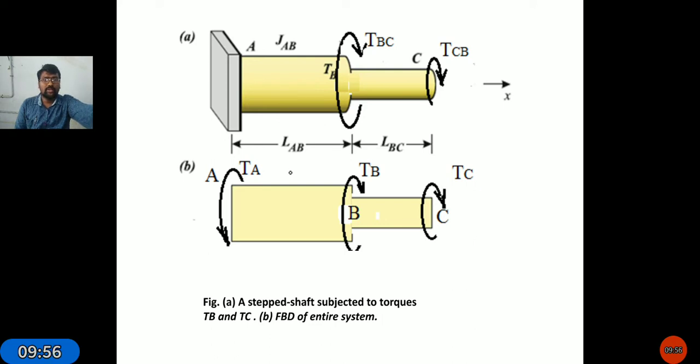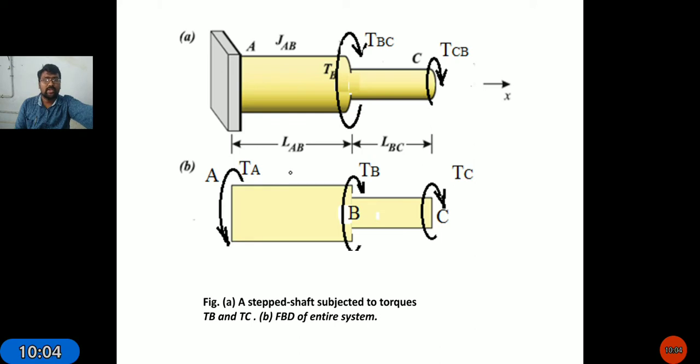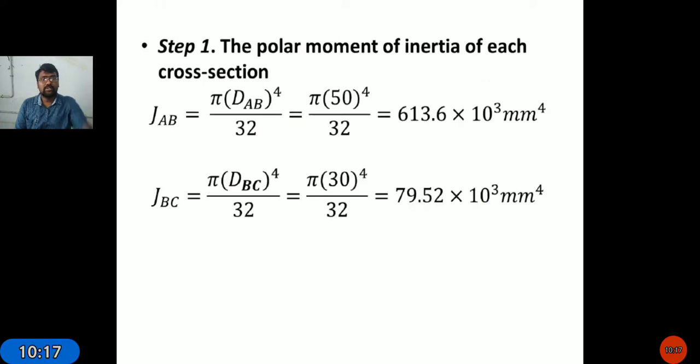In the problem they have given the torque applied at points B and C. For calculation of shear stress, we need to calculate the torque at point A. For this, first we need to calculate the polar moment of inertia, here for shafts AB and BC. The general formula for polar moment of inertia is pi by 32 d power 4.